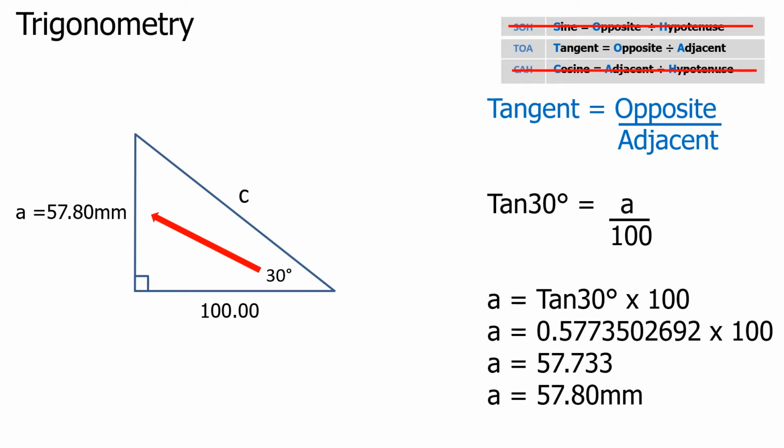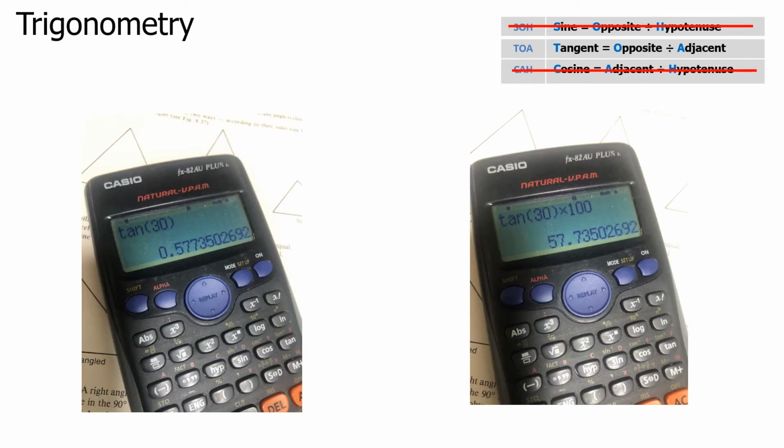So A equals 57.80 units, or millimeters in this case. Here you can see I typed in tan 30 in my calculator to get the answer. I could also put the full formula in my calculator. This might vary from brand to brand of calculator. Refer to the calculator's user manual for details and examples.